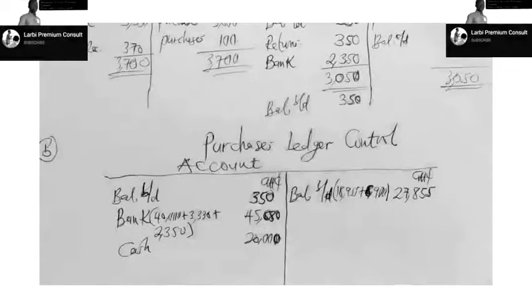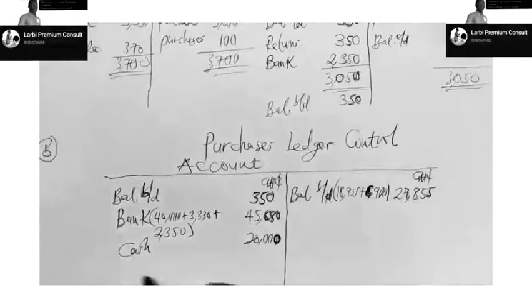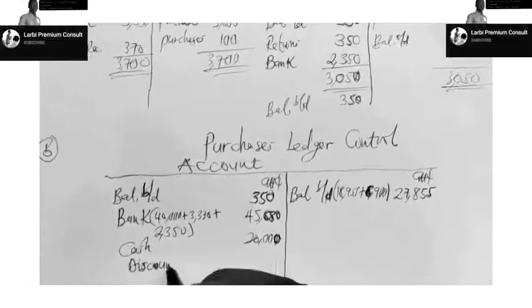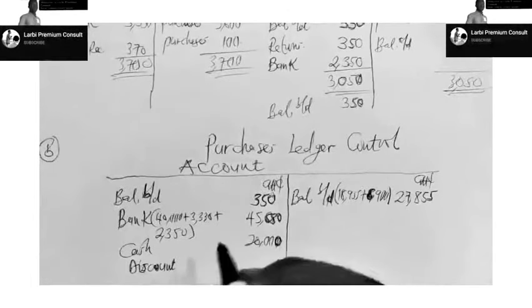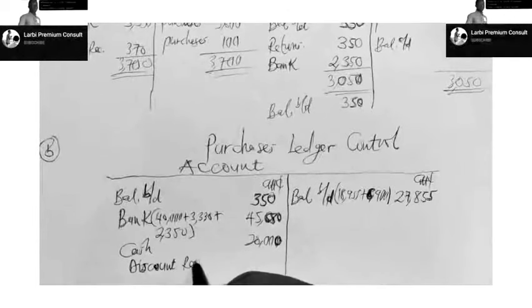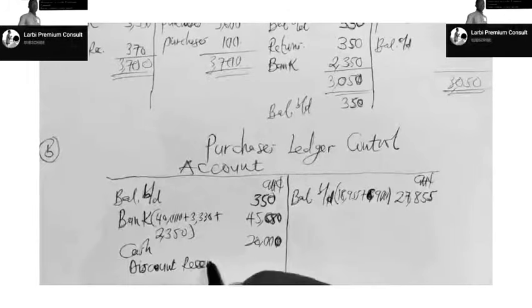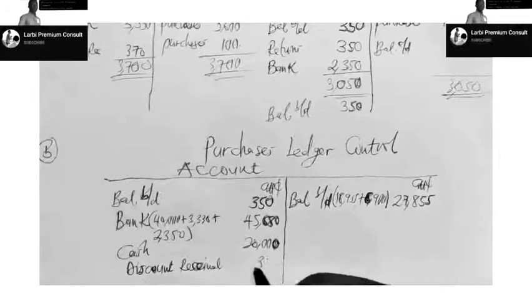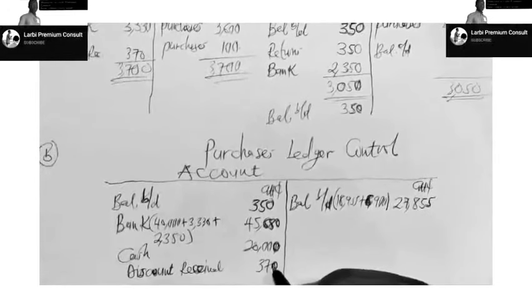Then, let's see, was there any discount that we also received? Yes, we also received a discount from Adom. So we're going to record that one too. That one is also going to reduce the amount that we should pay. So we're going to credit the purchase ledger. So discount received, also at 370.